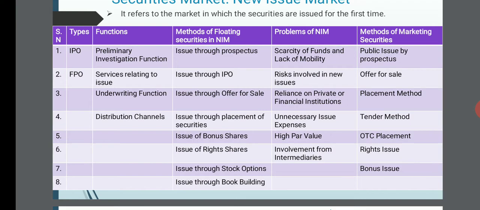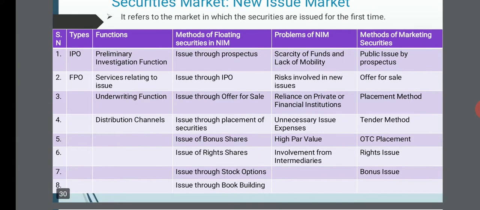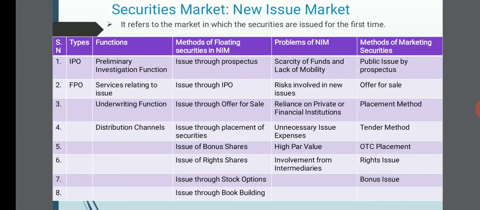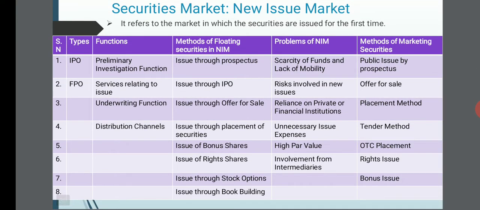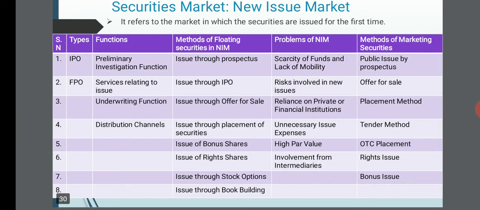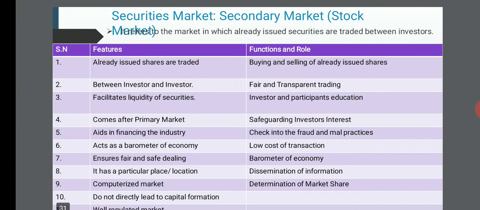Then the problems of a new issue market are scarcity of funds and lack of mobility, risks involved in new issues, reliance on private or financial institutions, unnecessary issue expenses, high par value, and involvement of intermediaries. Methods of marketing securities: public issue by prospectus, offer for sale, placement method, tender method, OTC placement, rights issue, and bonus issue. We've already discussed all these things in the previous module.